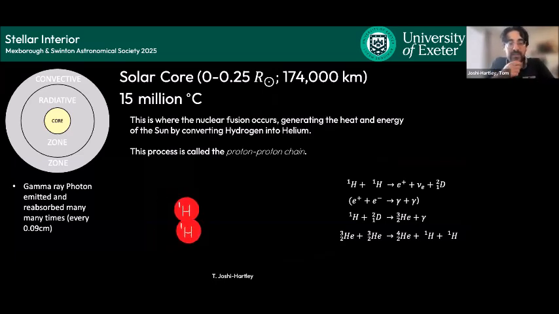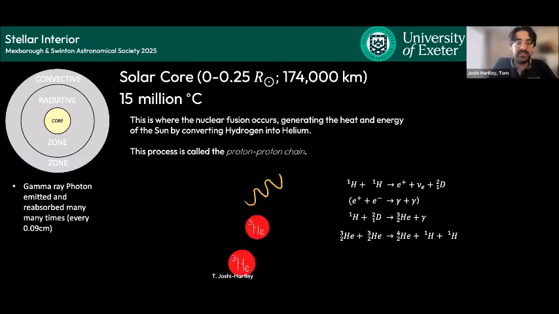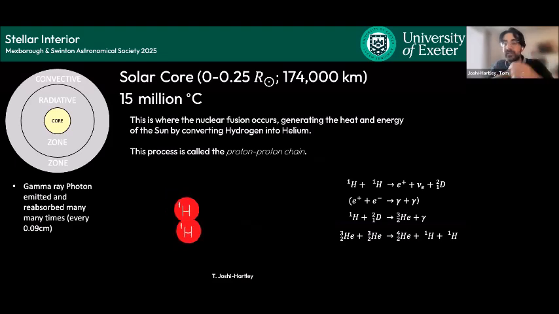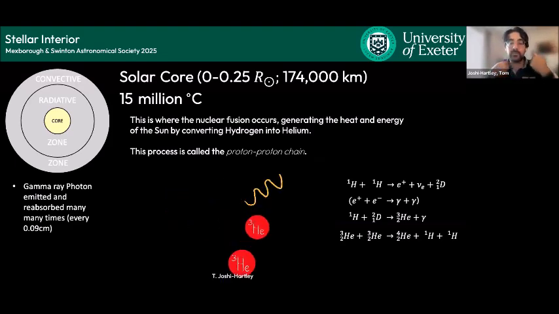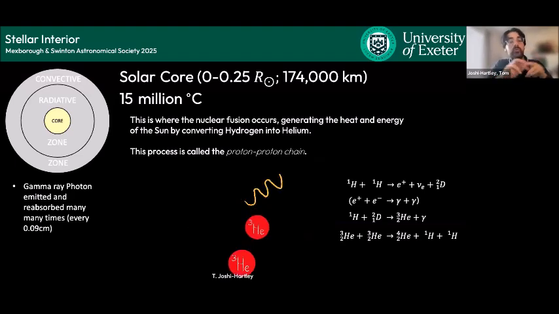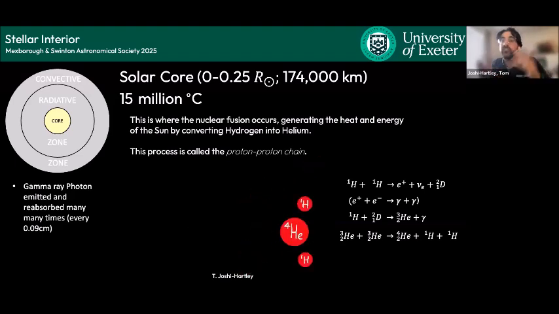And I've got a little animation here of some of the steps of this process that we'll go through in detail while it loops. So we start off with two hydrogen nuclei, basically just two protons, which are just there in the core. And over time, these will collide together and they'll merge. They'll form a positron, an electron neutrino, and some deuterium, which is like heavy hydrogen. It's hydrogen with an atomic mass of 2.